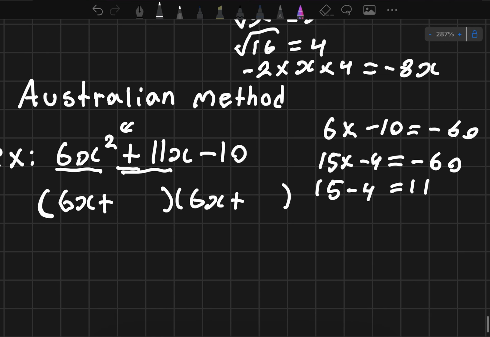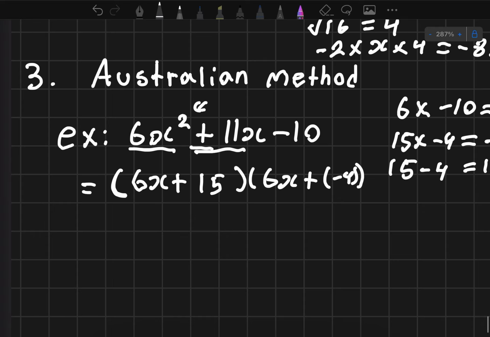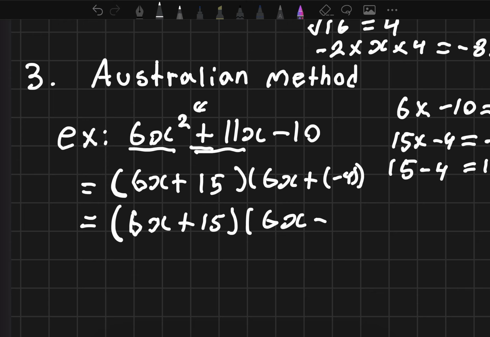So once we have that, we can just enter these values into what we have. So we have 6x plus 15 and 6x plus negative 4. So now we have to simplify this further. Then we have 6x plus 15, 6x minus 4.